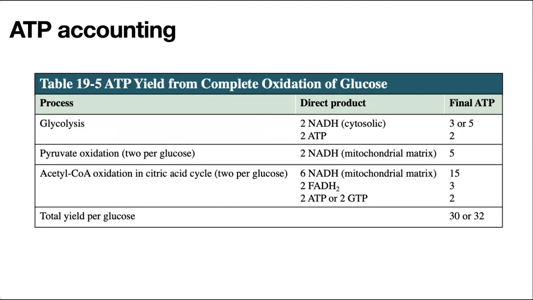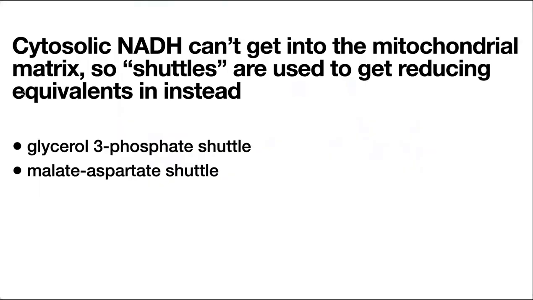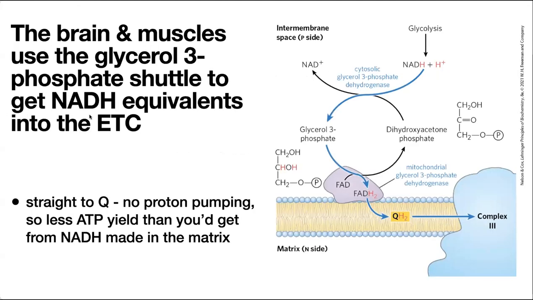And remember that the cytosol is not the side where complex 1 starts. If we want NADH to enter complex 1, we need to get it into the mitochondrial matrix. And this membrane is very picky, and it's not going to let in NADH. So cytosolic NADH can't get into the mitochondrial matrix. So instead, we have to use shuttles to get reducing equivalents in. There are two main shuttles, the glycerol 3-phosphate shuttle and the malate aspartate shuttle. The brain and muscles use this glycerol 3-phosphate shuttle in order to get these NADH equivalents in.